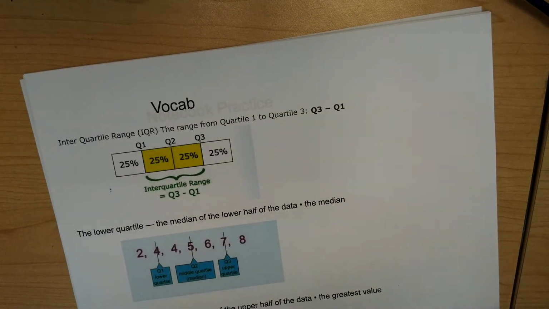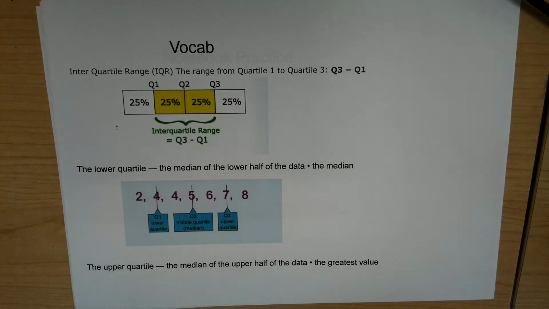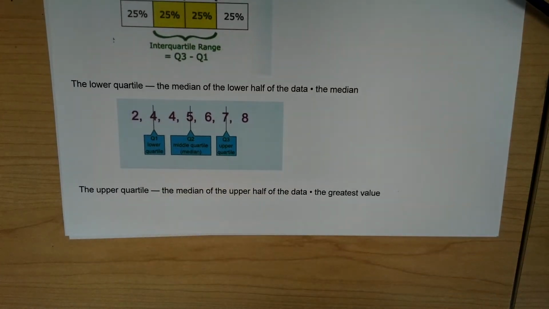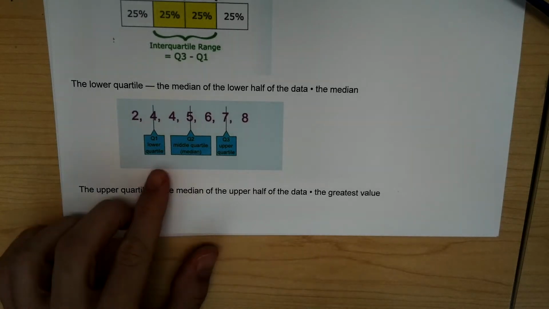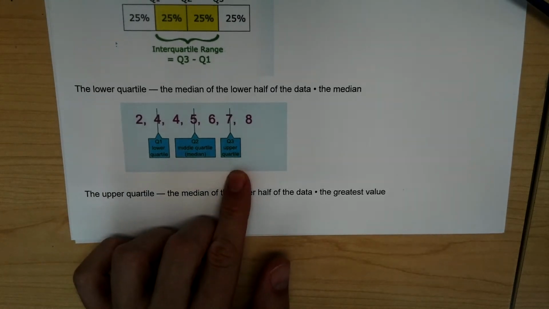Let's start with some vocabulary review. Couple important things. The first thing is the IQR, the interquartile range. The interquartile range is Q3 minus Q1. The lower quartile is the median of the lower half of the data. And the upper quartile is the median of the upper half of the data.